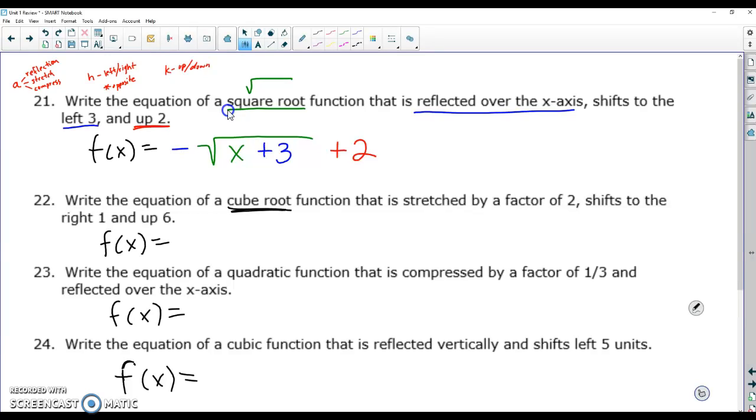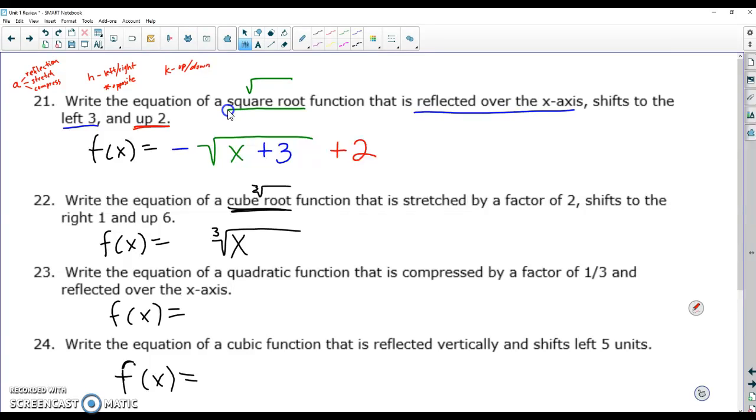Cube root. So anytime you see root, it means radical. So a cube root just means we have a little 3 at the top. So the index is 3. So I'm going to start off by putting in that cube root symbol and put an x in here. So notice I leave space in front, I leave space inside, and I put some space at the end in case I have to put numbers.